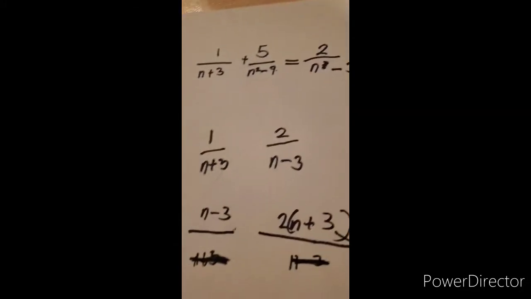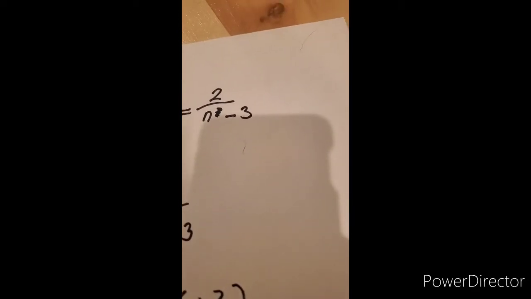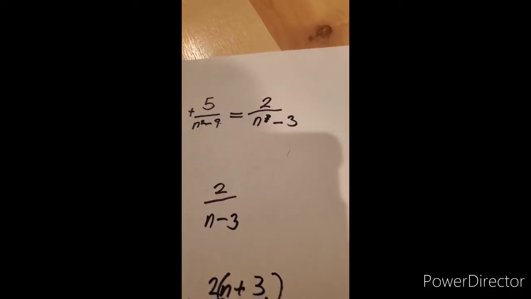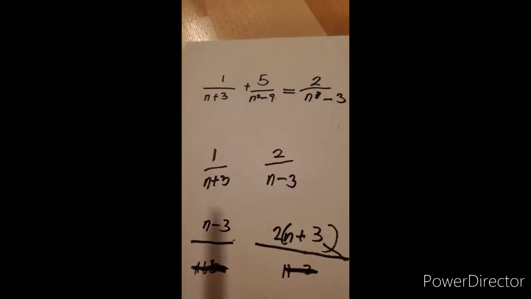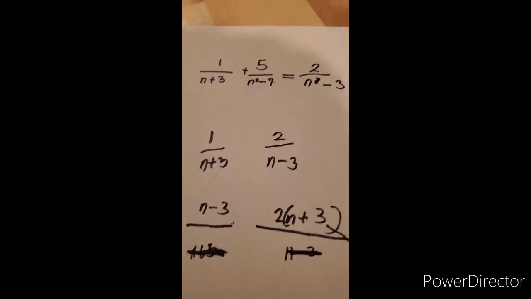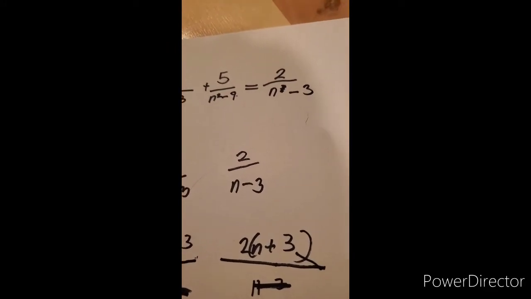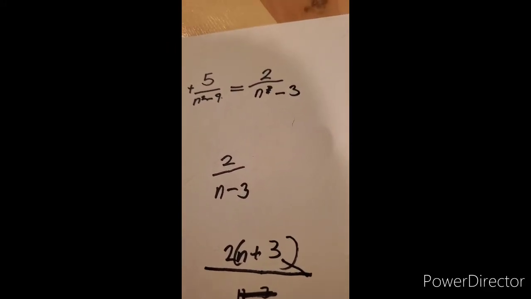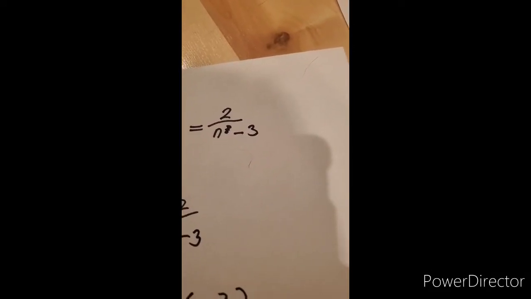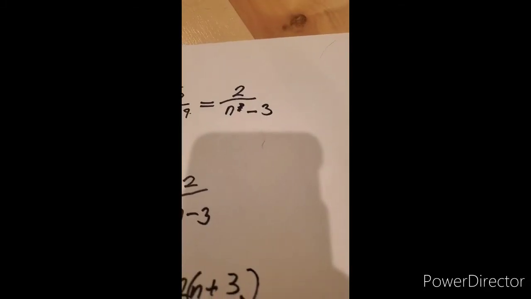So, what we're going to do is keep 5 over n squared minus 9 the same, and the two fractions that we're going to be working with are 1 over n plus 3 and 2 over n minus 3. Now, when multiplying these together to keep the same outcome, we also have to work with the numerator. So n plus 3 will be multiplied with 2 and the bottom n minus 3, and vice versa with n minus 3 and 1 and n plus 3.